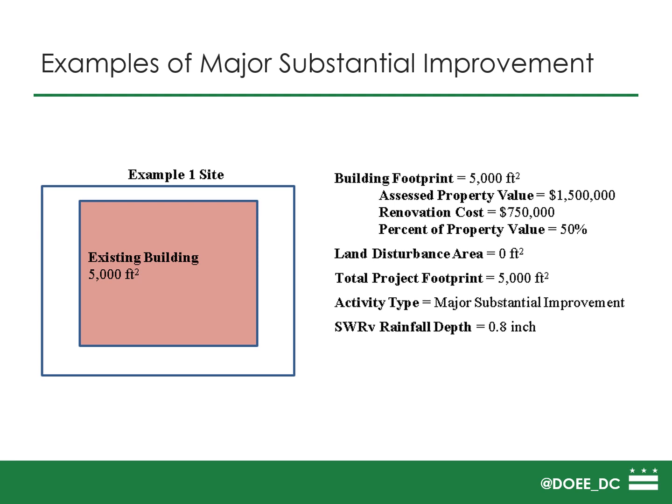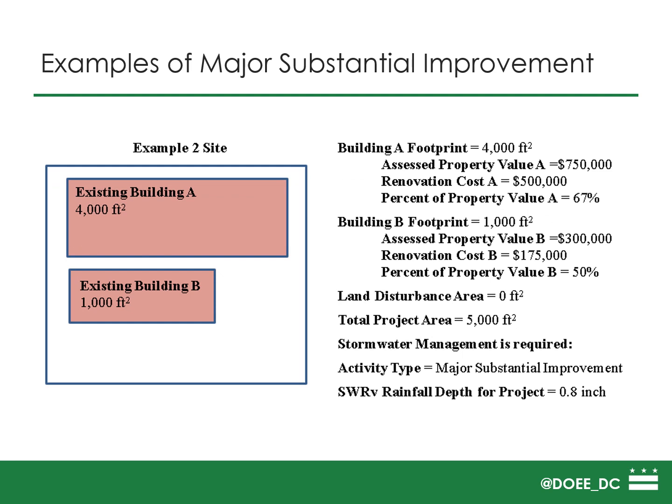So the SWERV regulated rainfall depth is going to be the 0.8 inch. So in that SWERV equation that we saw earlier, you would use the 0.8 inch precipitation depth for the P to calculate what your SWERV is for this project. A second example here is very similar.